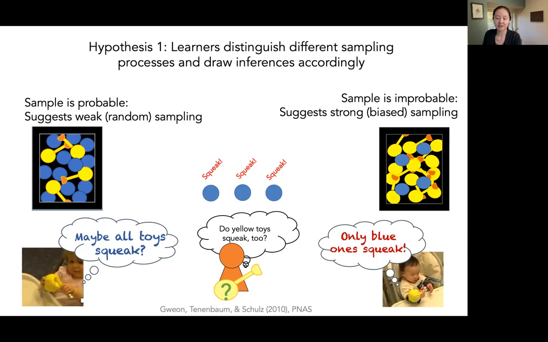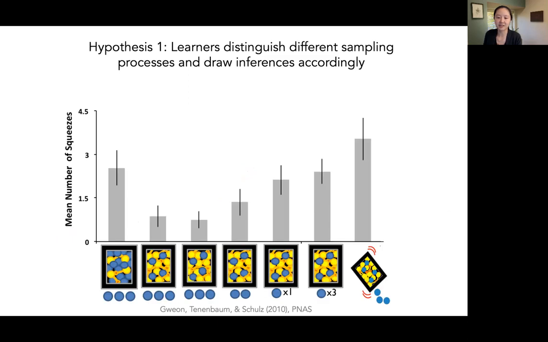So what we have done across a number of conditions where we manipulated the relationship between the sample and the population is that even infants, pre-verbal infants, are drawing graded probabilistic inferences about the property of the yellow toy, even though they never observed any demonstration of the yellow toys themselves. So depending on the probability of the sample, given the population and the sampling process, they draw different inductive generalizations about the property of the yellow toy.